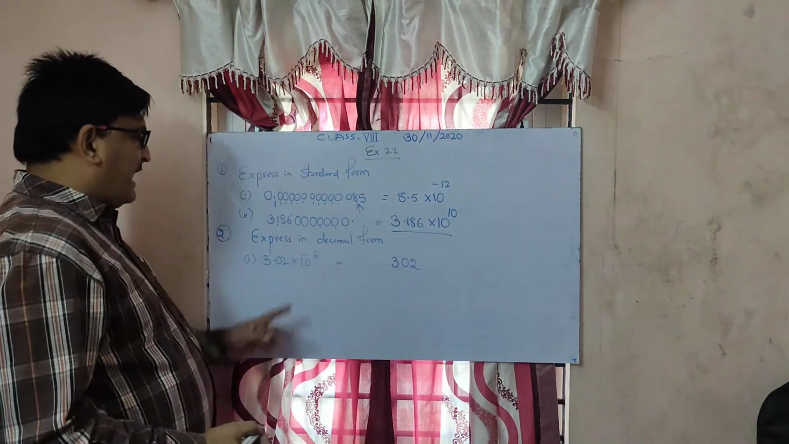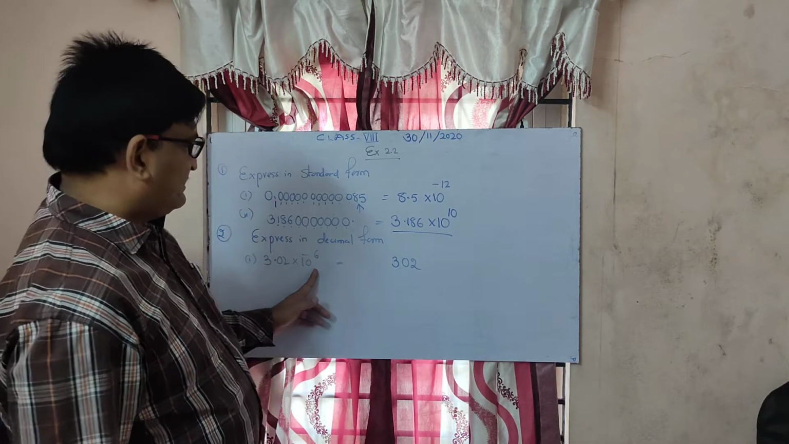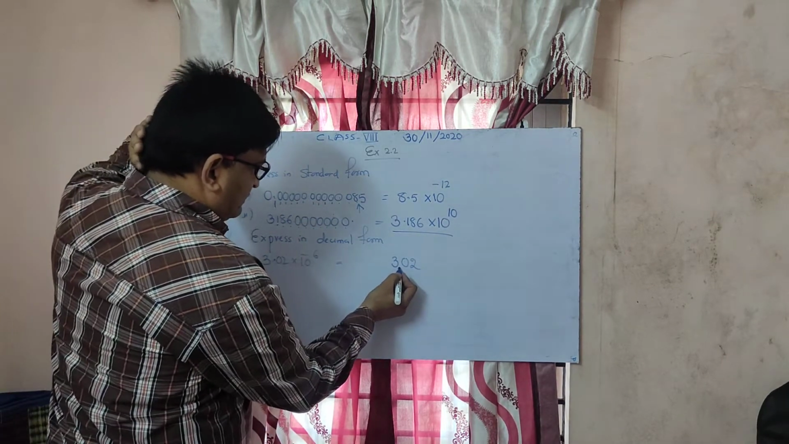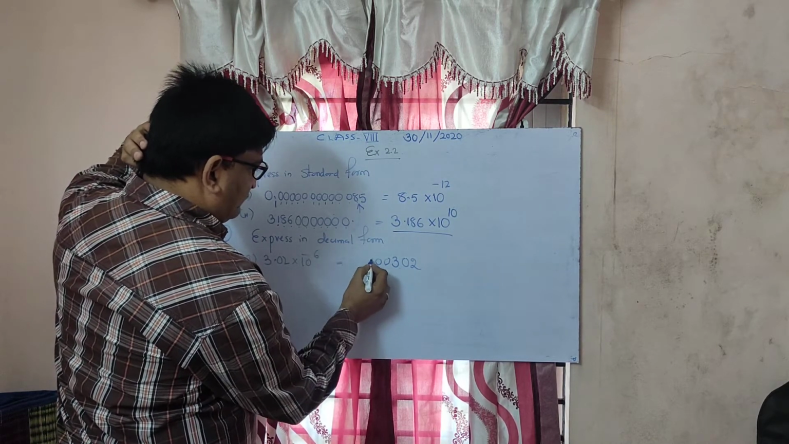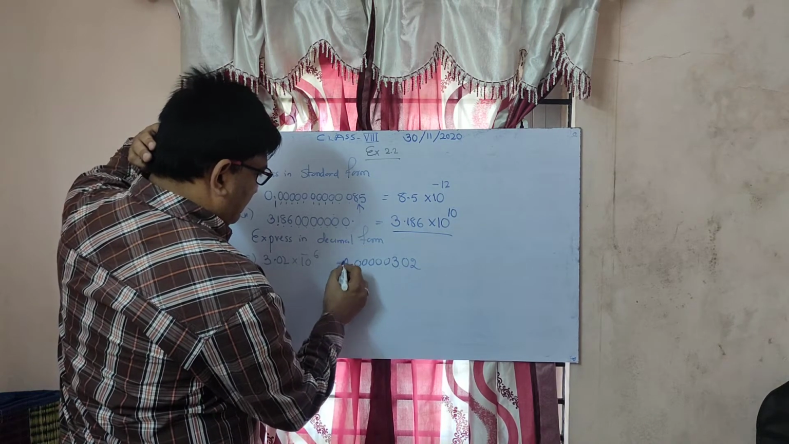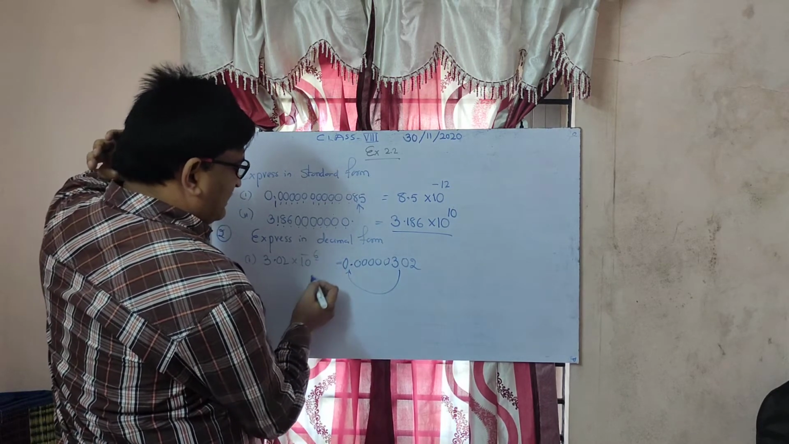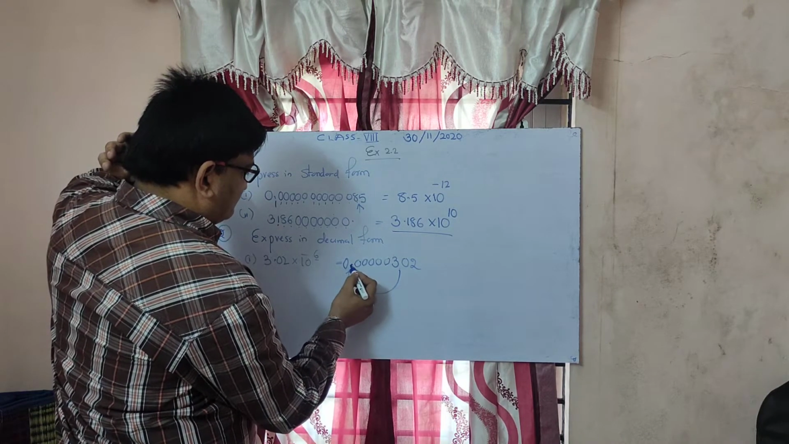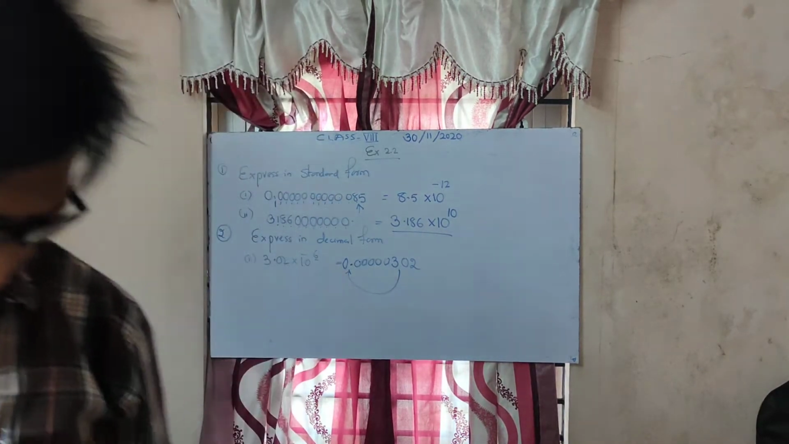Now minus 6 means the point should move. It is here already, so counting 1, 2, 3, 4, 5, 6. Now 0 point, the point is here. From here it has moved. How many digits has it moved? 6 digits. 1, 2, 3, 4, 5, 6. This is how you have to write this number.